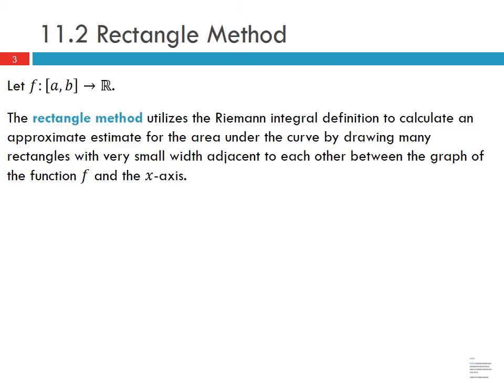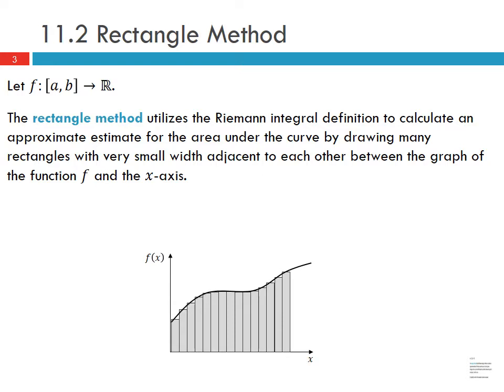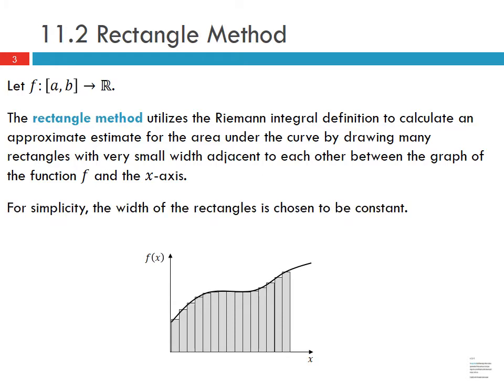So let's consider a function f defined on an interval from a to b. The rectangle method utilizes the Riemann integral definition to calculate an approximate estimate for the area under the curve by drawing many rectangles with very small width adjacent to each other between the graph of the function f and the x-axis, similar to the image shown here. For simplicity, the width of the rectangles is chosen to be constant.